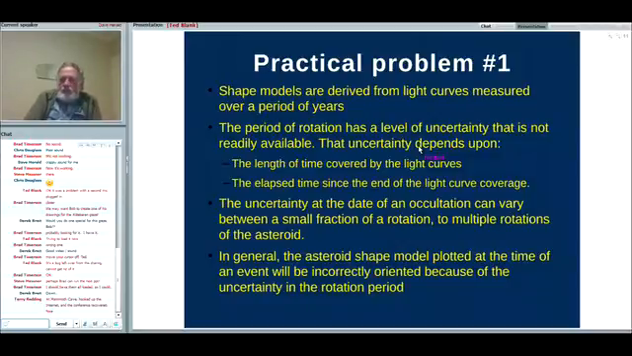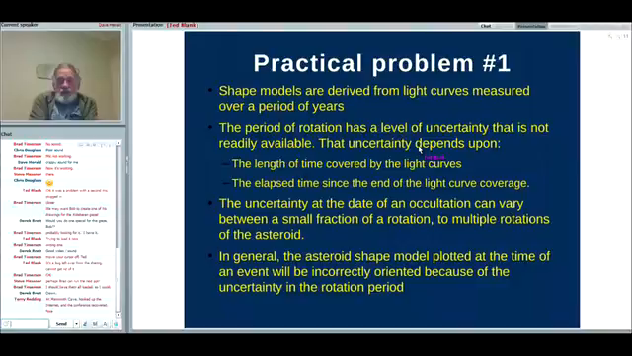The first issue: the shape models are derived from light curves measured over a period of years. They have to cover different parts of the orbit. So a typical orbit is 3 or 4 years, so you've got light curve measurements over that type of period, frequently over more than one orbit of the asteroid, and they've all got to be brought together. And the light curve variations, it's not like a short eclipsing binary system. You tend to have broad variations for most asteroids.